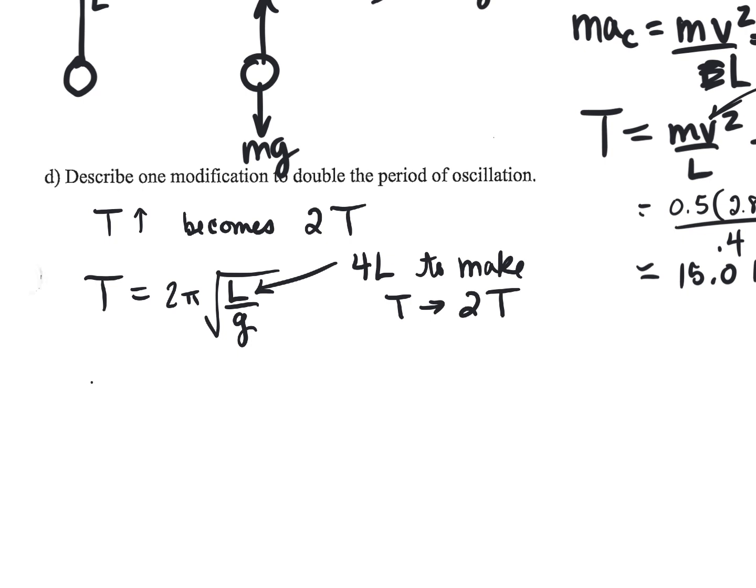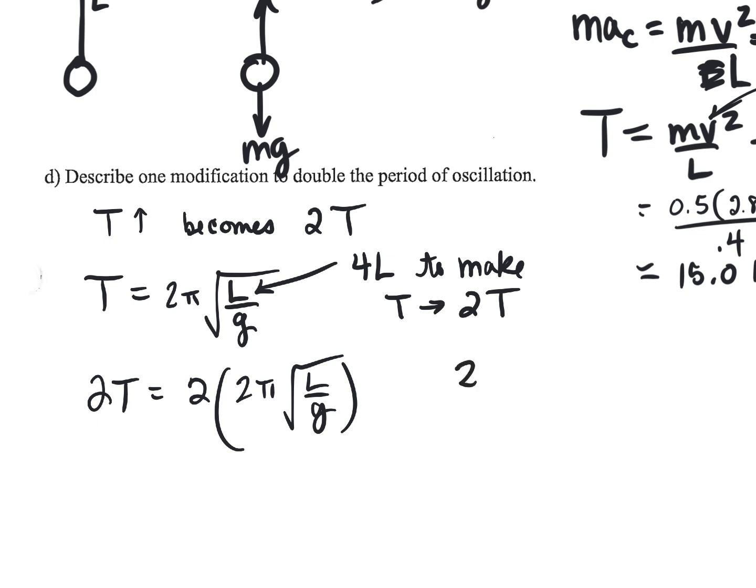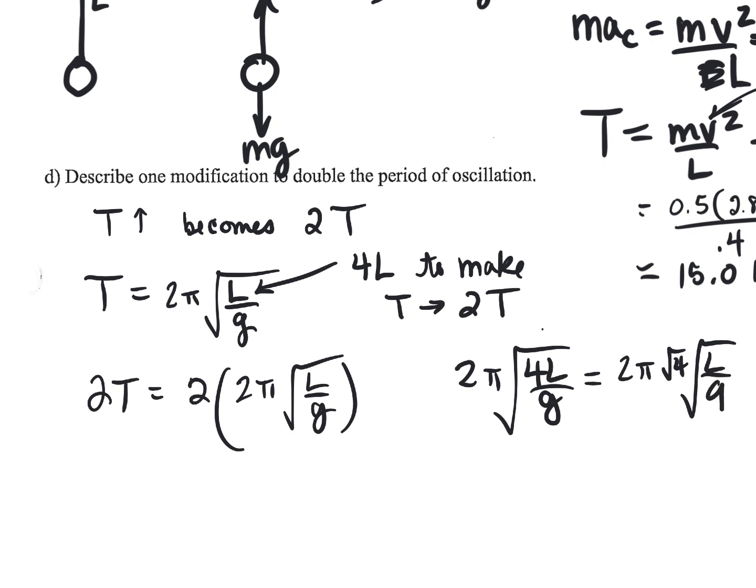Because if I want 2T here, I need it to be twice 2 pi square root of L over G, don't I? Well, for that to happen, if I take 2 pi square root of 4L over G, that's exactly what happens, isn't it? The square root of 4 comes out. And this becomes that, doesn't it? So I need the length. I need to make the length how much longer?